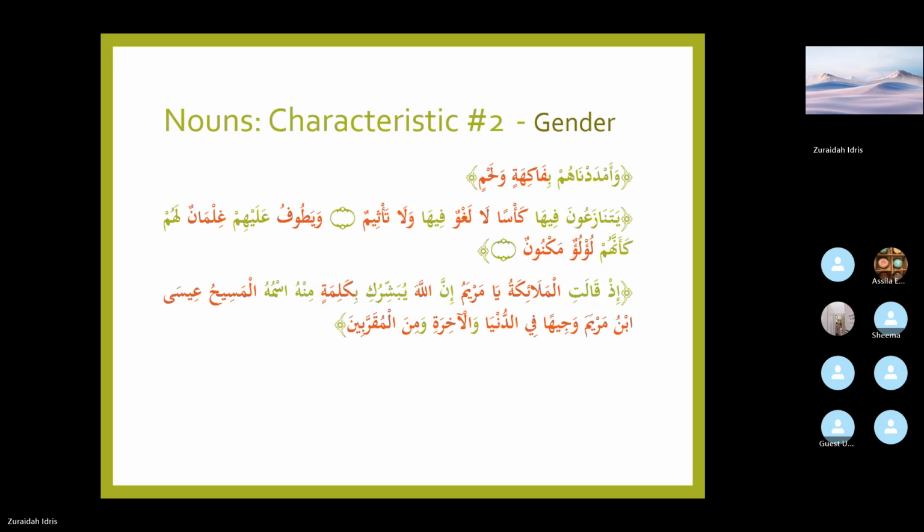And al-masih. Al-masih isim ma'rifa mudzakkar. Why do you say it's an isim in the first place? I don't know. Because of the alif lam. Yeah, alif lam, ma'rifah. Okay. And Isa? Isa isim mudzakkar. And is it ma'rifah or nakira? Ma'rifah. All right, good.